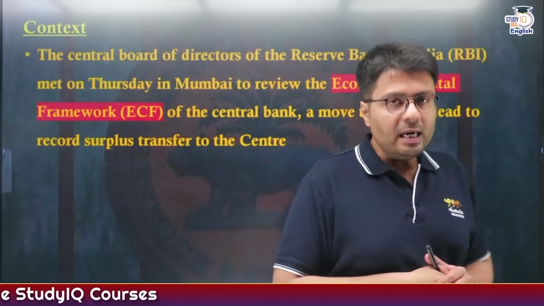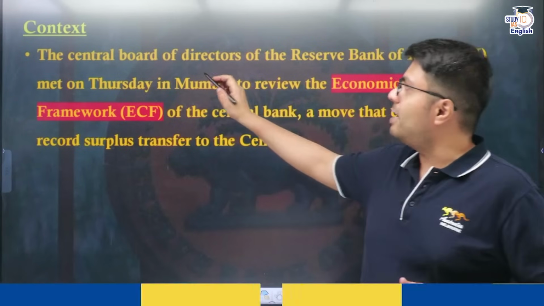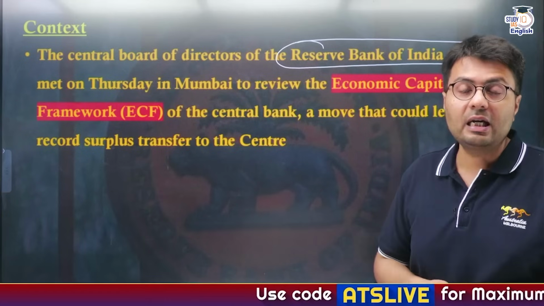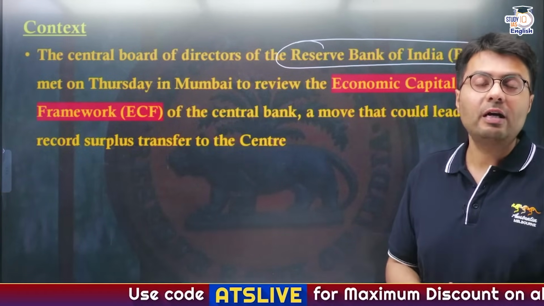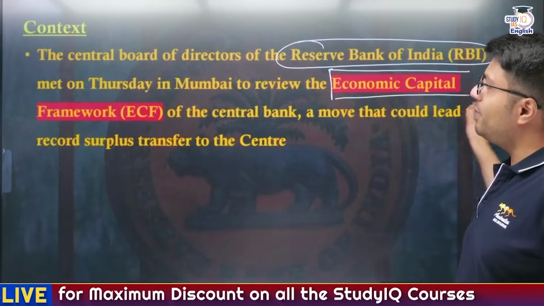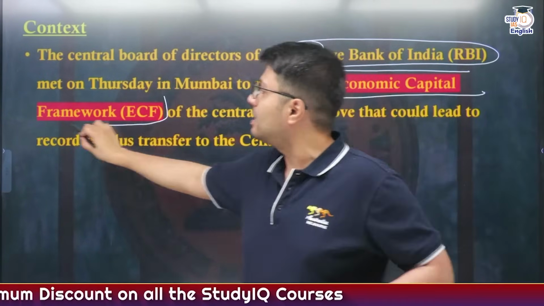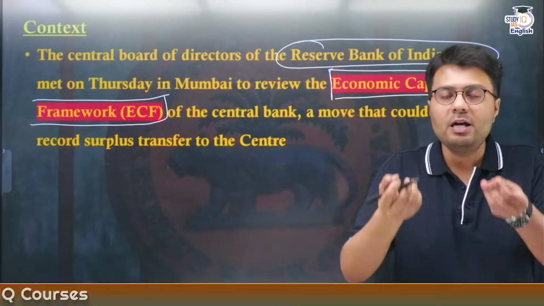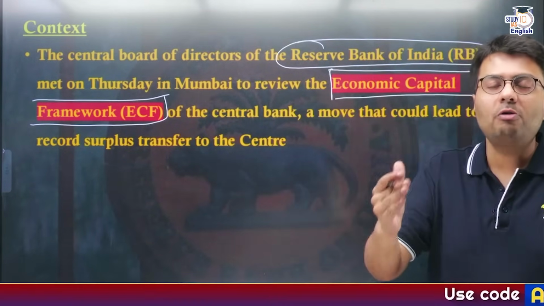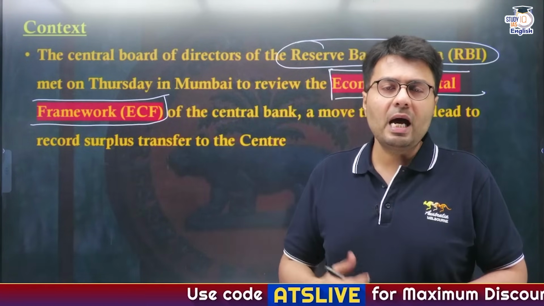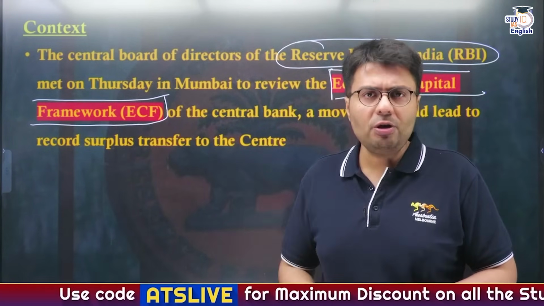Now, if you look at the context of our today's discussion, you'll find that the Central Board of Directors of India's Central Bank, that is the Reserve Bank of India, met 2 days before in Mumbai and decided to review the economic capital framework of the central bank. Now, this economic capital framework is what RBI utilizes to decide how much amount of profit it should transfer to the union government. But then you may ask, why is RBI actually giving money to the union government?